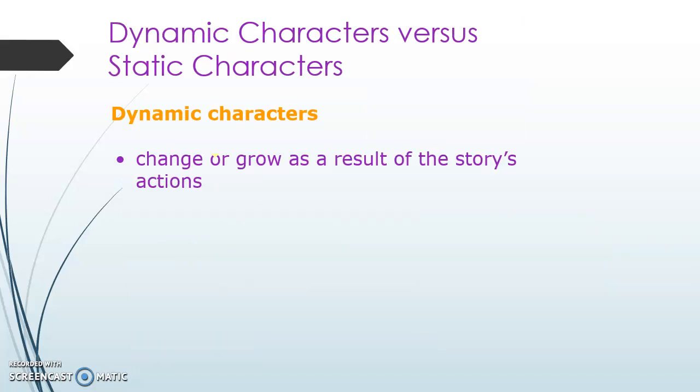Dynamic characters, they grow. They're going to change. They're going to grow as a result of the story. They're going to go through these events, and we're going to see them change from the beginning, the middle, and the end. Dynamic plus round equals complex. So a dynamic character, a character that changes, plus a round character, a character with multiple sides, where we get to see the complexity of that character as a human, equals a complex character.